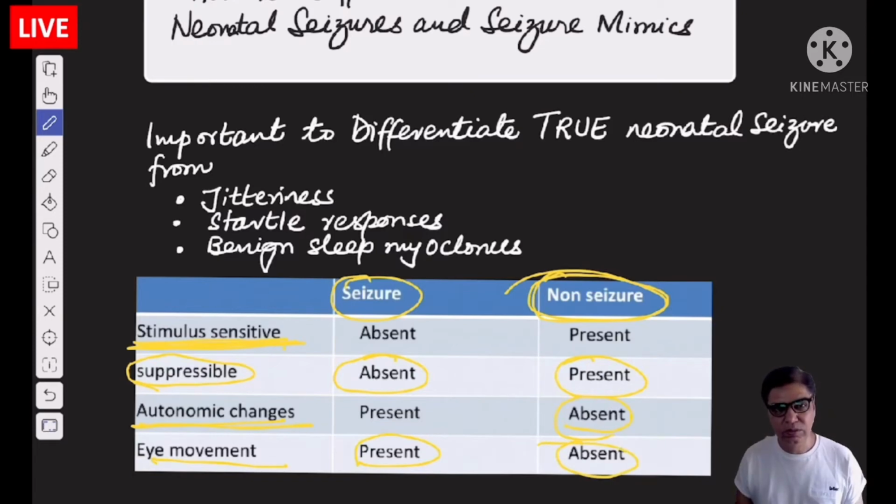So these are some of the things that you should keep in mind if you are not sure whether this is a seizure activity or a non-seizure activity or a seizure mimic in the form of a startle response or simply jitteriness, or you think it might even be benign sleep myoclonus. These are the important things to keep in your mind, and that's how you can differentiate whether there is a high probability of a seizure activity or a high probability of a non-seizure activity.